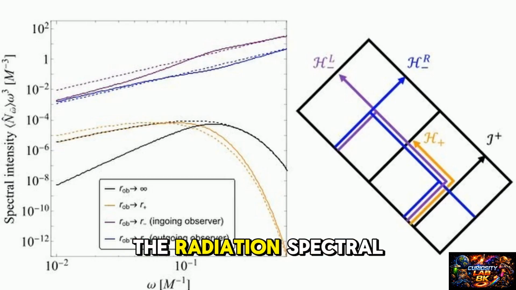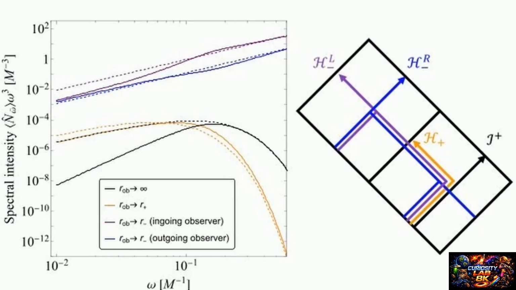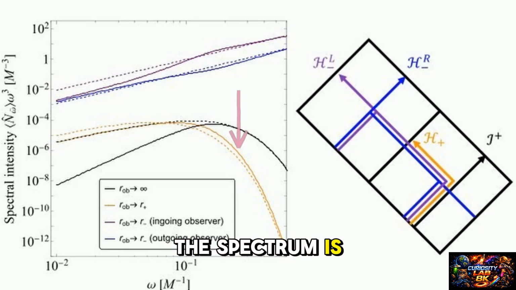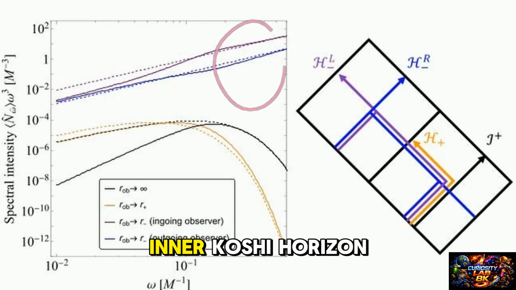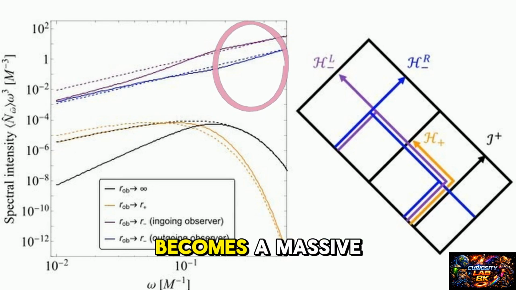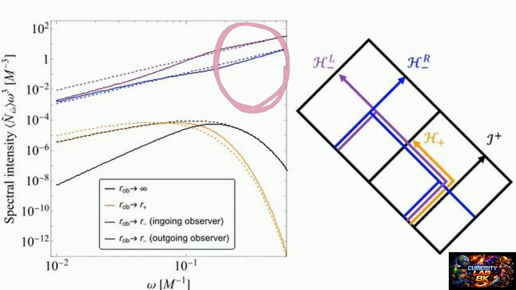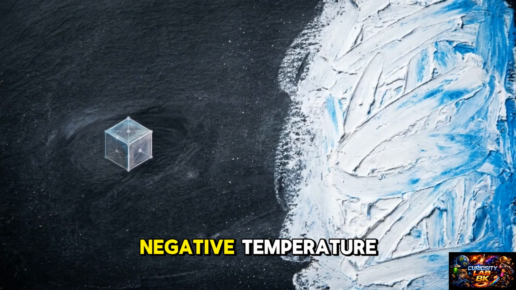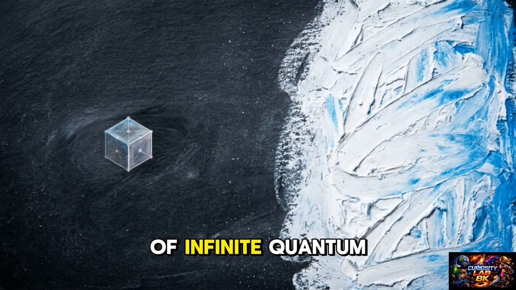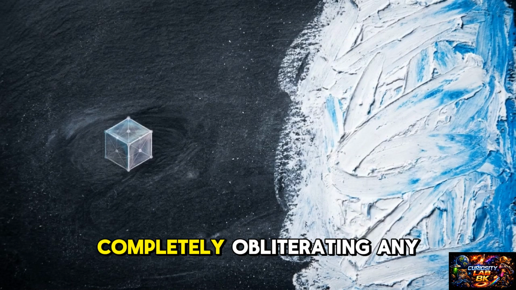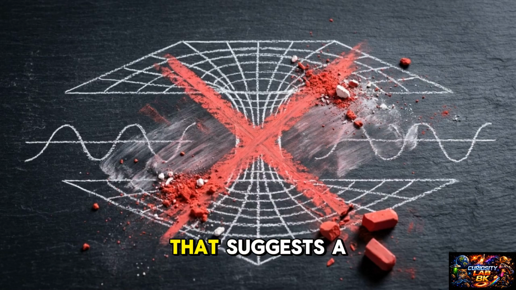This chart maps the radiation's spectral intensity. At the outer horizon, the spectrum is a standard bell curve, tapering off at high frequencies. But at the inner Cauchy horizon, this drop-off becomes a massive upward spike, an ultraviolet divergence. This hard data proves that the negative temperature generates a wall of infinite quantum radiation, completely obliterating any classical model that suggests a peaceful crossing of the inner horizon.